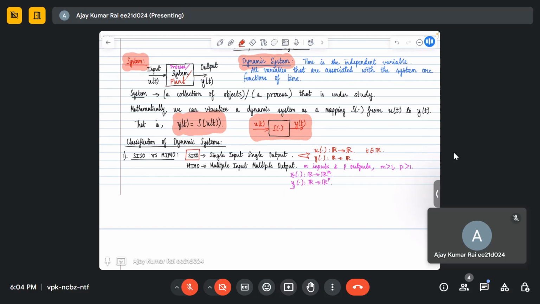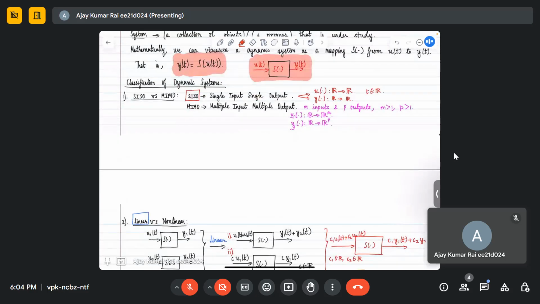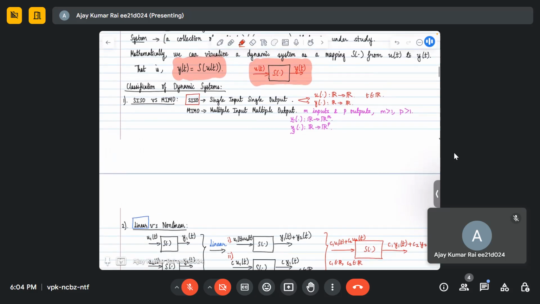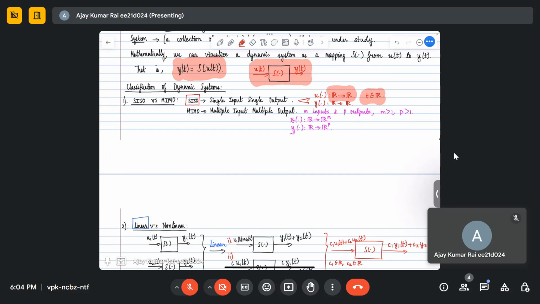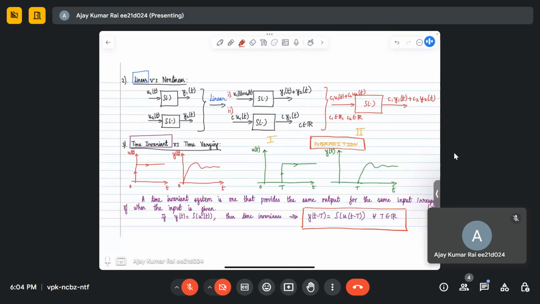Then we classified the dynamic system, first based on input, into SISO and MIMO: single input, single output, and multiple input, multiple output. You can see here input and output are both functions of time, and they are real numbers. Time is also real. And we also covered what is a linear and non-linear system.